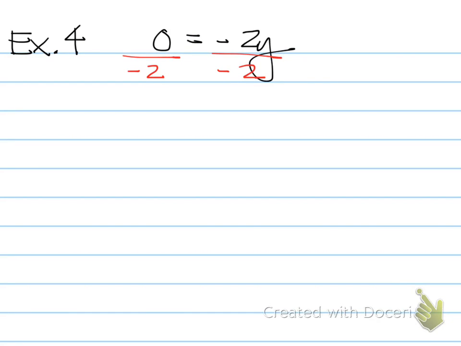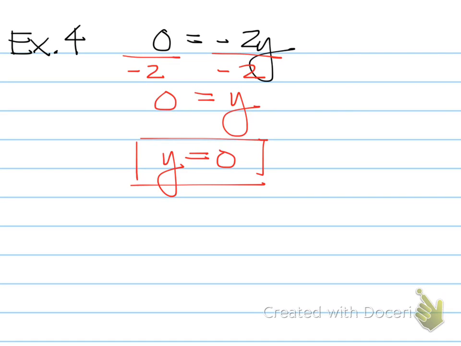And for this example, we want to divide both sides by negative 2. Once we divide both sides by negative 2, we will get 0 equals y. And we could just rearrange that so that it writes y equals 0, which is written in slope-intercept form. It's just a horizontal line that crosses the y-axis at 0, or another name for this line is the x-axis.